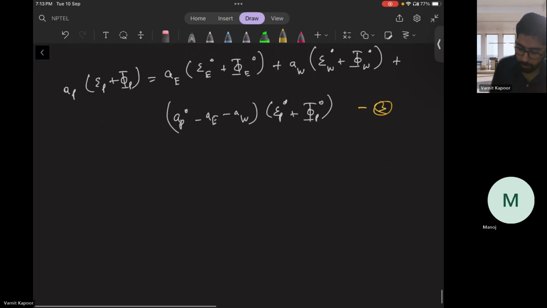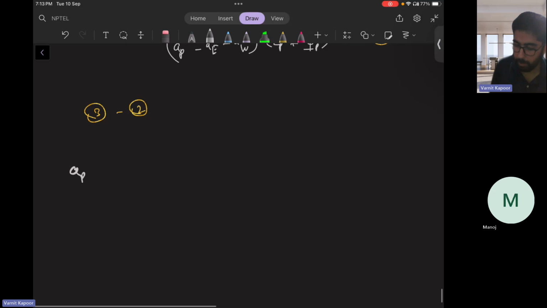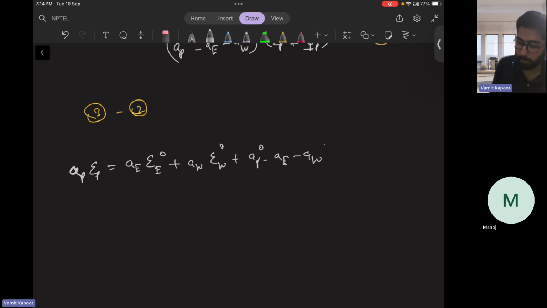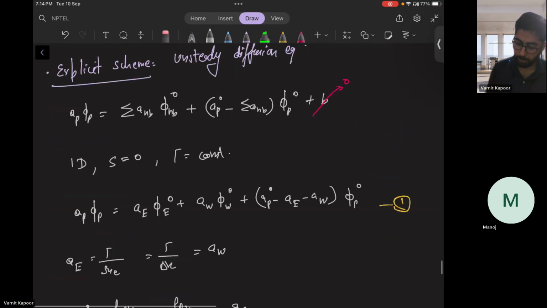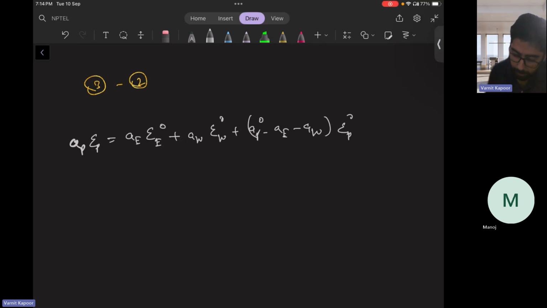Now do 3 minus 2. If you subtract both of them, what will you get? AP epsilon P is equal to AE epsilon E naught plus AW epsilon W naught plus AP naught minus AE minus AW times epsilon P naught. Okay, so the round off error satisfies the original equation. If you observe this equation and the original equation 1, they both look the same.